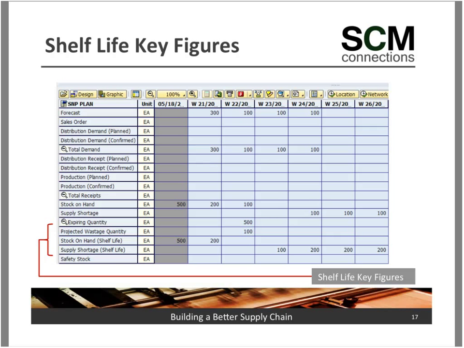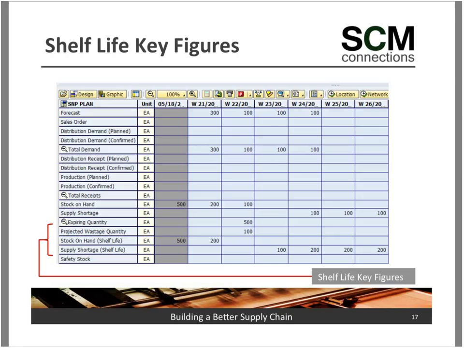Okay, so the shelf life key figures. SAP provides these standard key figures for you: expiring quantity, projected wastage quantity, stock on hand shelf life, and supply shortage shelf life. There's a standard S&P planning book that has these key figures. So if you've got your own planning book and data view, you'll have to pull them in.